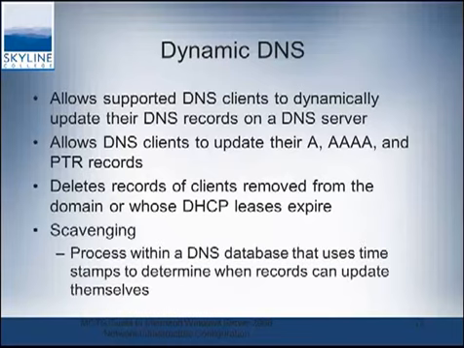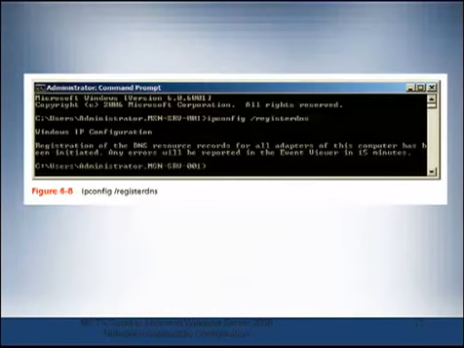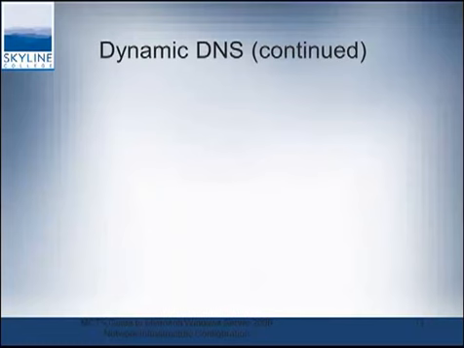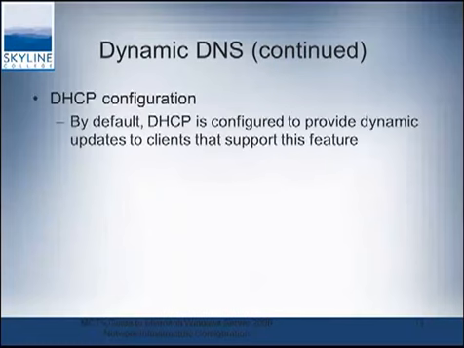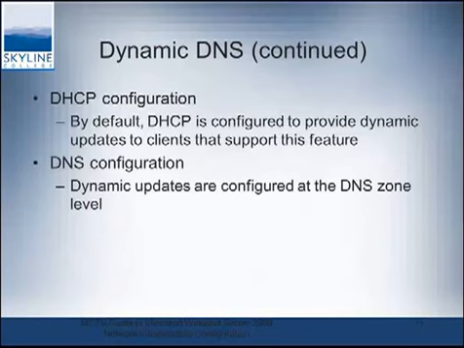Scavenging is the process within a DNS database that uses the timestamps to determine when the records can update themselves. Scavenging looks for stale records, basically. So it's scavenging for records that are no longer valid, and that's one of the things that you need to configure in DNS. The DHCP configuration, I think we covered in DHCP.